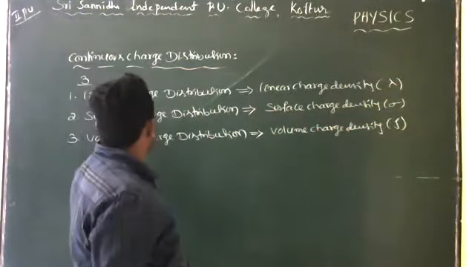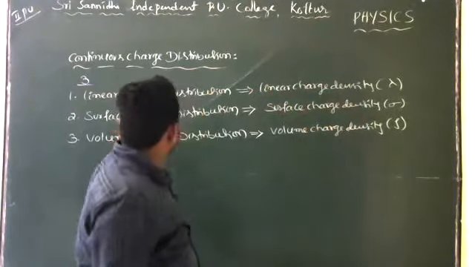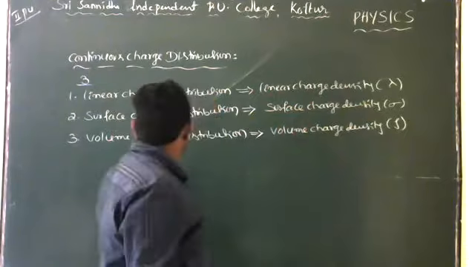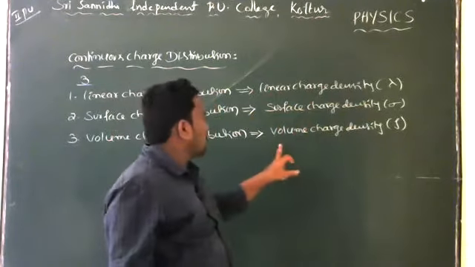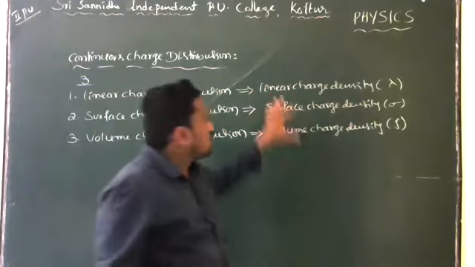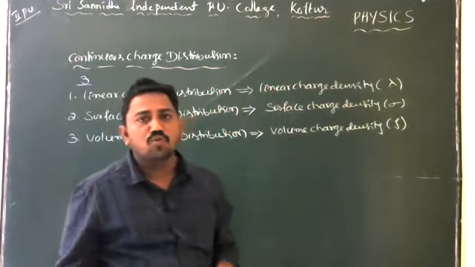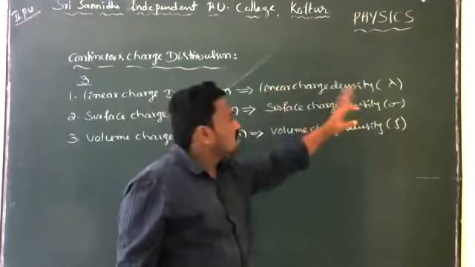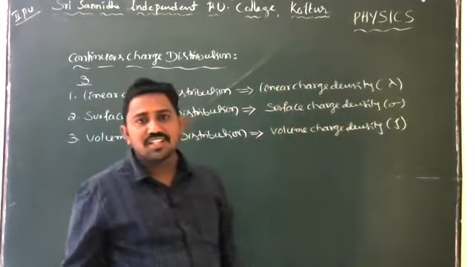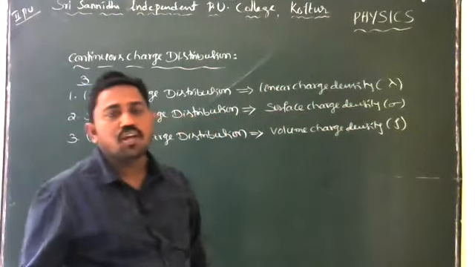So linear charge distribution has linear charge density. Surface charge distribution has surface charge density, denoted by sigma. Volume charge distribution has volume charge density, denoted by rho. These three are very important for one-mark questions. Keep them in mind, don't forget. Linear charge density is denoted by lambda, surface charge density by sigma, and volume charge density by rho.